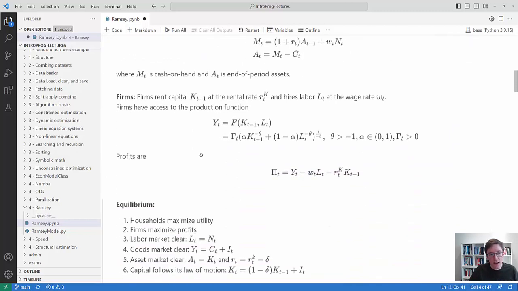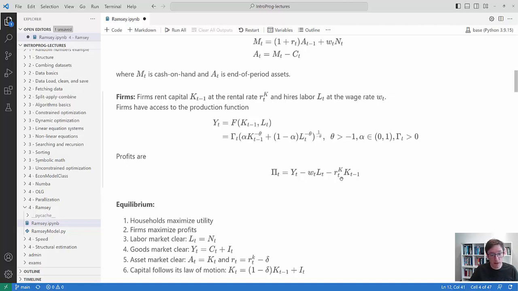Firms, they rent capital at a rental rate R^K, and they hire laborers at the wage rate W. Firms have access to a production function where they produce goods based on the input of capital and labor, and specifically we will be using a CES production function as this one. Profits are therefore what we produce minus labor bill minus the rental bill for capital.